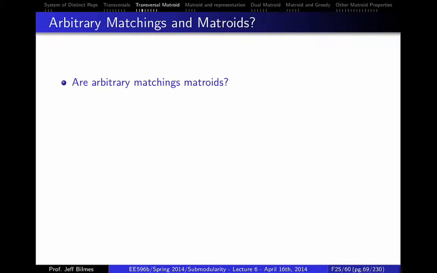Okay, here's a question for you. Are arbitrary matchings matroids? Transversal matroids are matchings, so all matchings in bipartite graphs are matroids. But are arbitrary matchings matroids? Because you can talk about other graphs, right? Other graphs have matchings, and they're not necessarily bipartite. Are matchings in other graphs matroids? Well, a spanning tree is not necessarily a matching. So what is a matching? A matching is essentially a set of edges such that no vertex is incident to more than one edge.